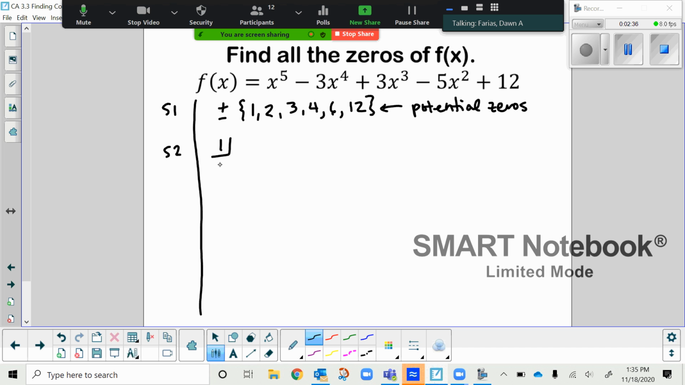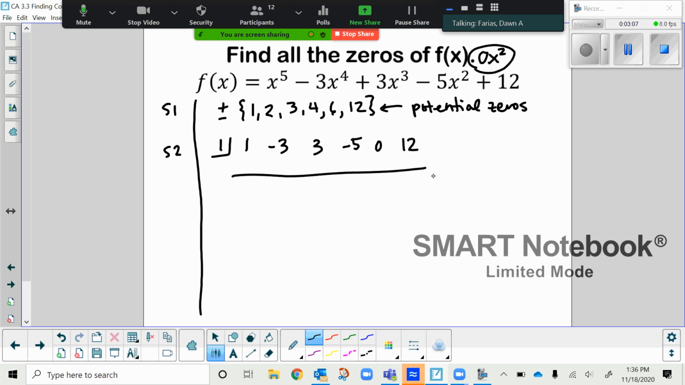And when we go to write our coefficients, we have to check for missing x terms. And there is a missing x term. Which one is missing? X. So that should go between the -5 and the 12. And that's where we're going to use a 0 placeholder right there. So the coefficients are 1, -3, 3, -5, 0, and 12.